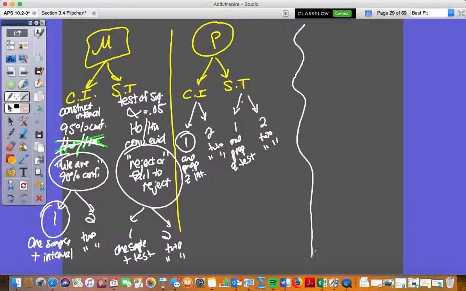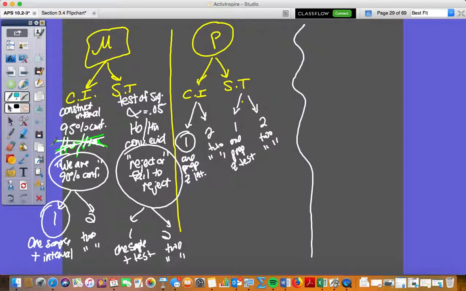John Michael? Got something? For me, it's not as much like mean or proportion or confidence or significance. It's what goes with each. Like, what do I need to write for each? That's really good. I forgot that I didn't need the null and alternative for the confidence intervals. No, that makes a lot of sense.